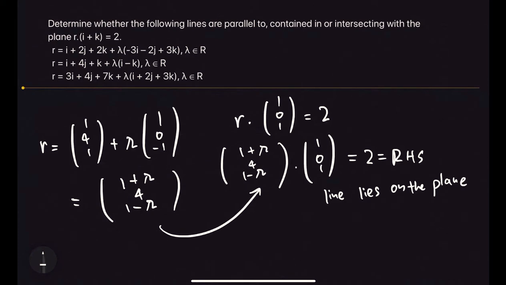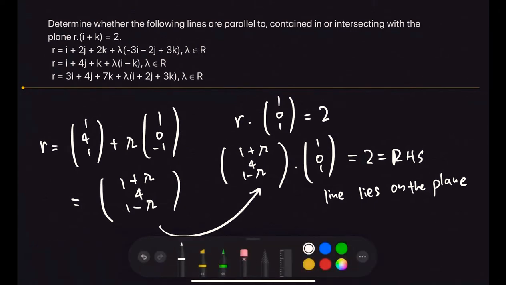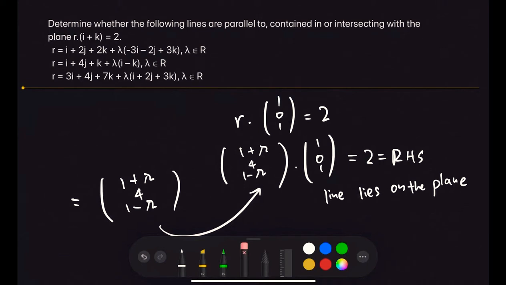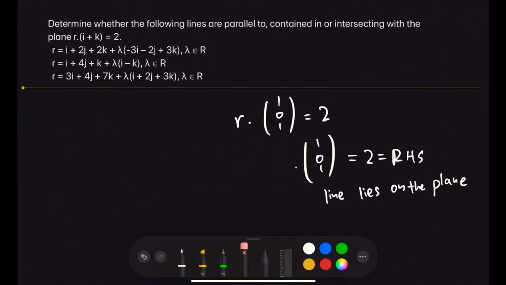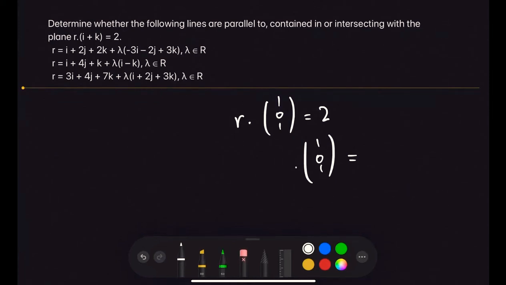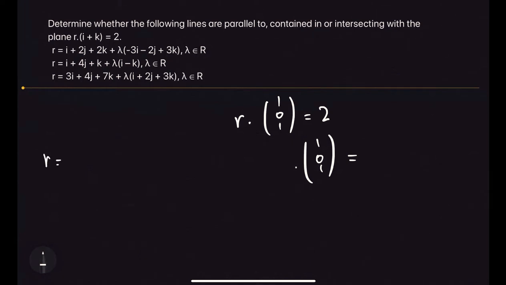Okay, so this is the way to show that the line is contained in the plane. So I have shown you how to determine if they are parallel and contained in. And now we're going to do the last one, the third one. It's going to be intersecting. So I'm going to show you how to determine if the line is intersecting with the plane. Okay, so you can see that it's almost the same method. So now we have (3, 4, 7), and we have (1, 2, 3) here.